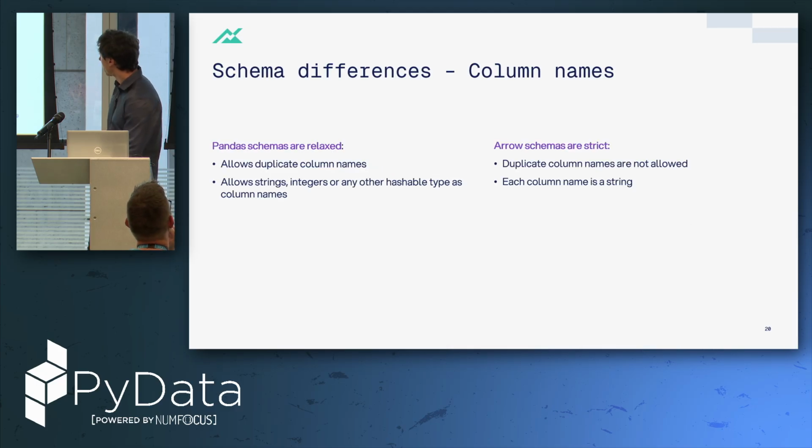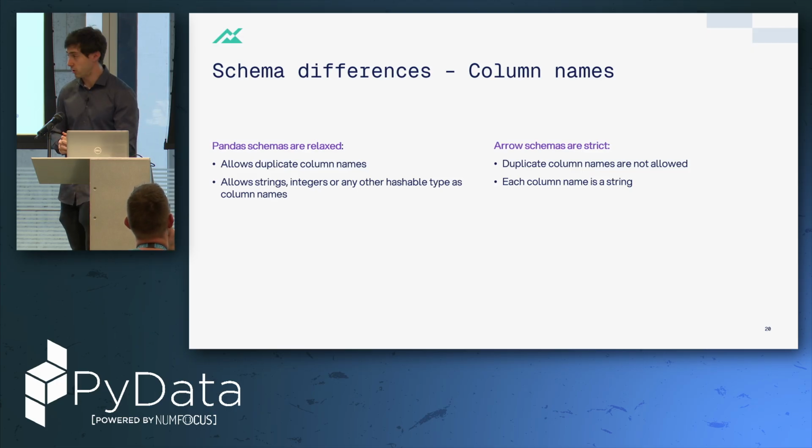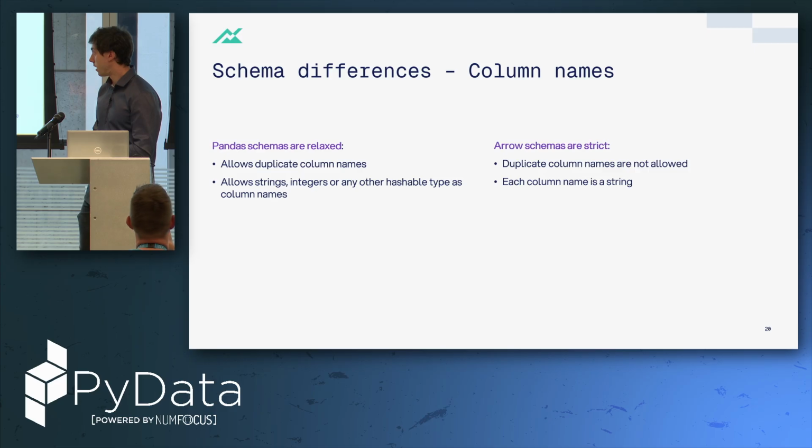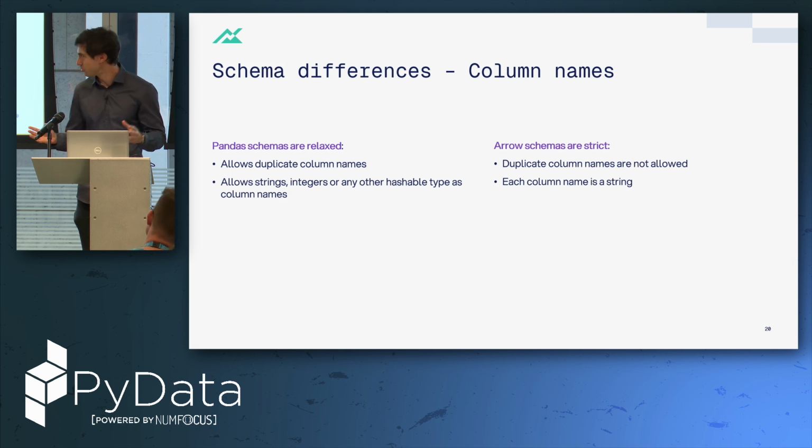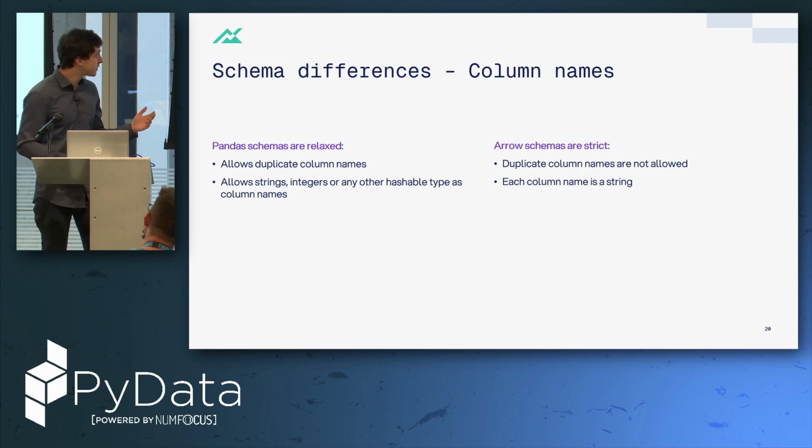And more particularly in column names. So Pandas schemas are actually fairly relaxed. They do allow duplicate column names. You can have a Pandas data frame which has only the same column name, which is quite absurd, but it's allowed. It also allows strings, integers, any other types to be the column name. Whereas Arrow schemas are quite strict.